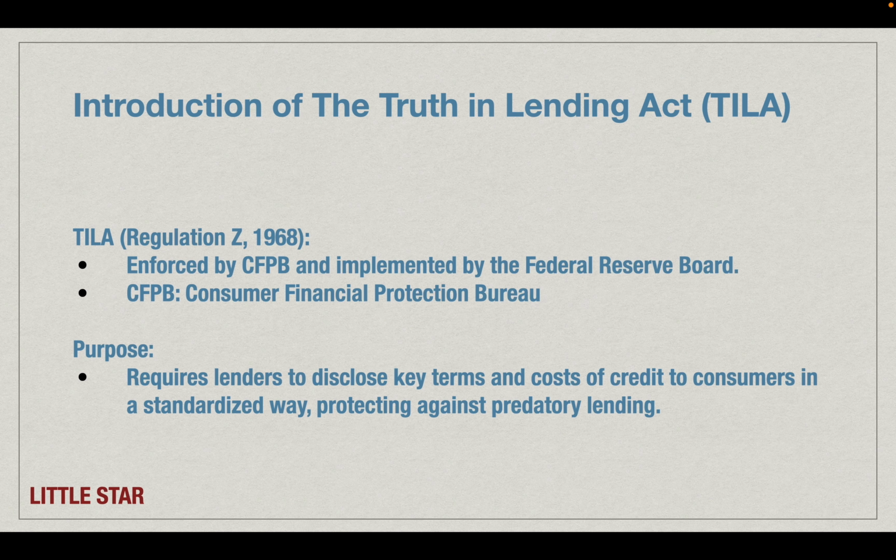Today, we're diving into some key federal mortgage-related laws and regulations, focusing on the Consumer Financial Protection Bureau, CFPB, and the Truth in Lending Act, TILA, which both play critical roles in protecting consumers in the mortgage market. The CFPB enforces several financial laws, including TILA, which was enacted in 1968 under Regulation Z. TILA ensures that lenders clearly disclose the terms and costs of credit in a standardized way, allowing consumers to make informed decisions and protecting them from predatory lending.